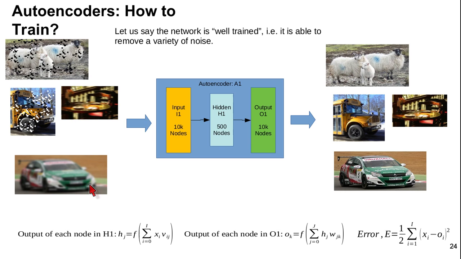blur, or missing pixels. Let us say we have trained such an autoencoder. Our autoencoder is able to handle a variety of images, and it's also able to remove different kinds of noise from the input image and generate images without the noise in them.